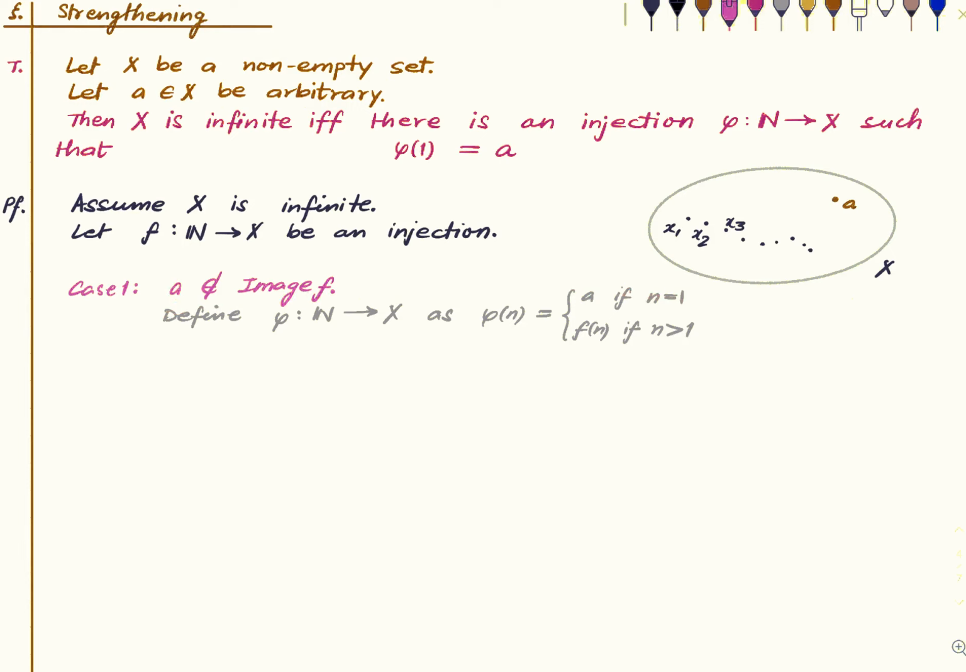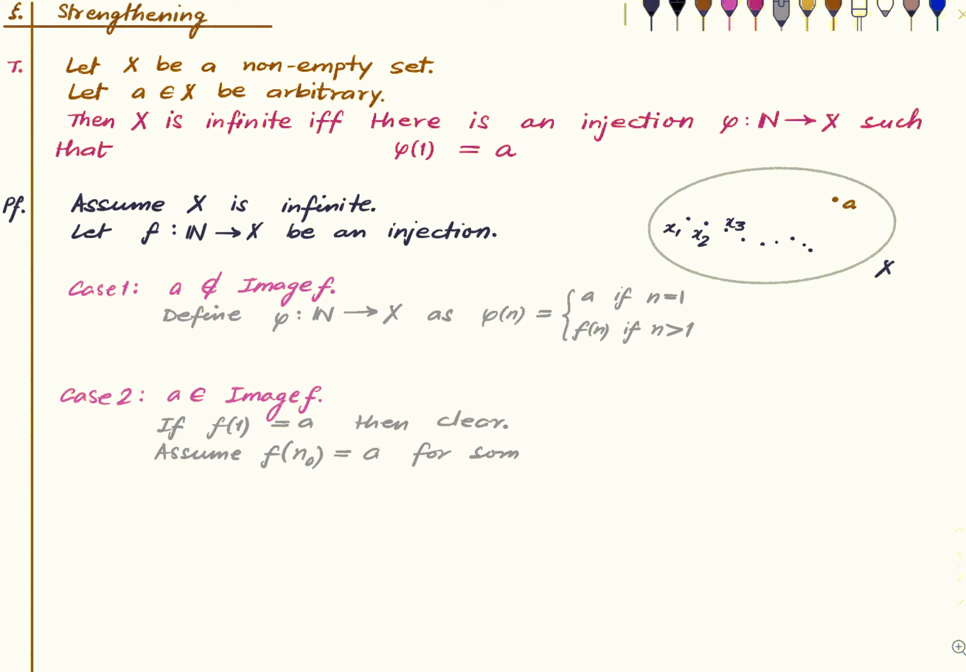So case 2 is that A is in the image of f. So here also there are two cases. If f of 1 is A, then we are already done, clearly done. So assume f of 1 is not A, but since A is in the image of f, it will be the image of some point which is different from 1.